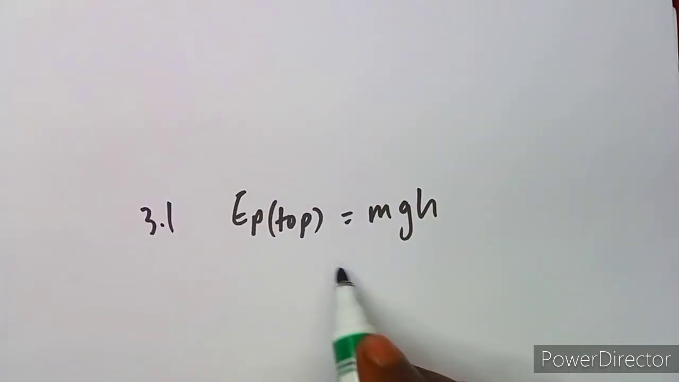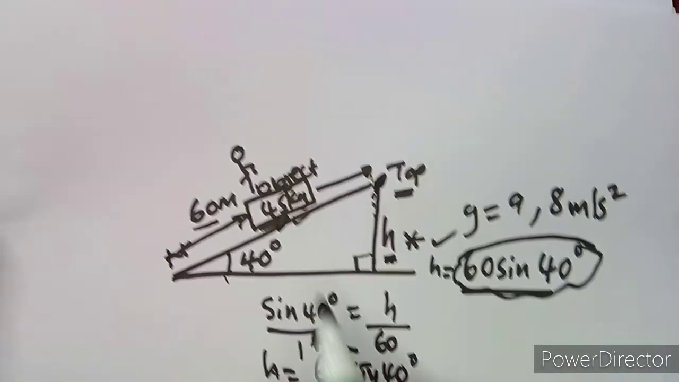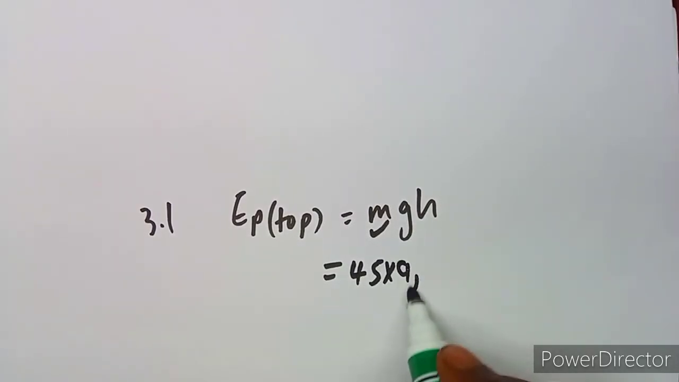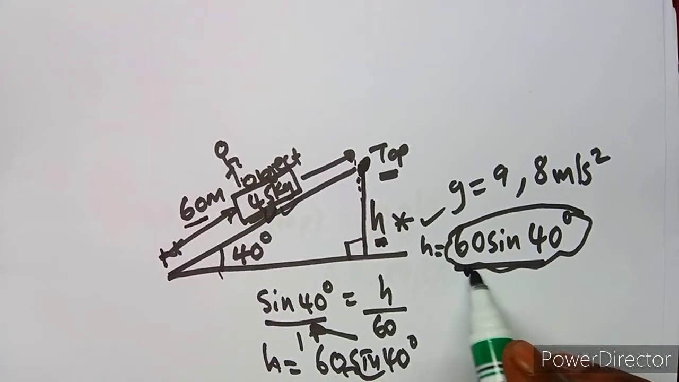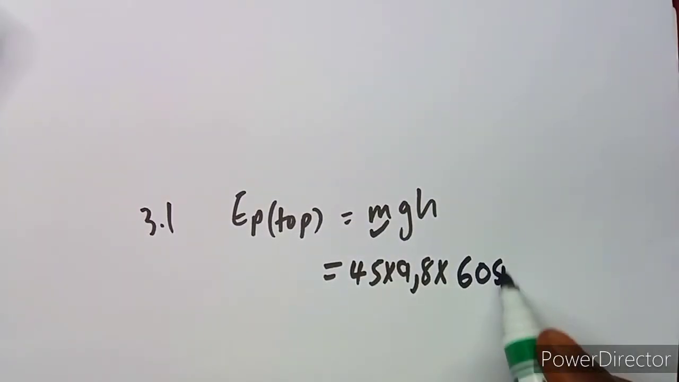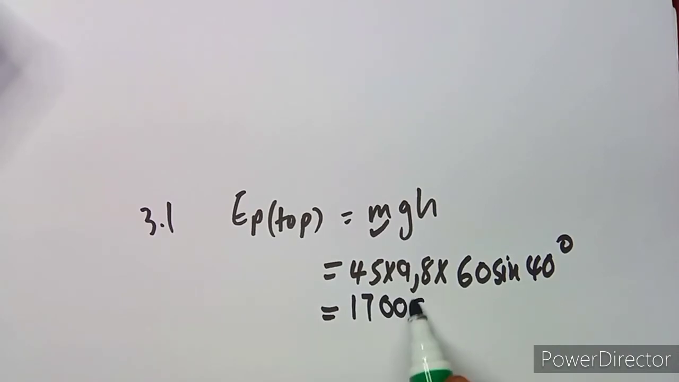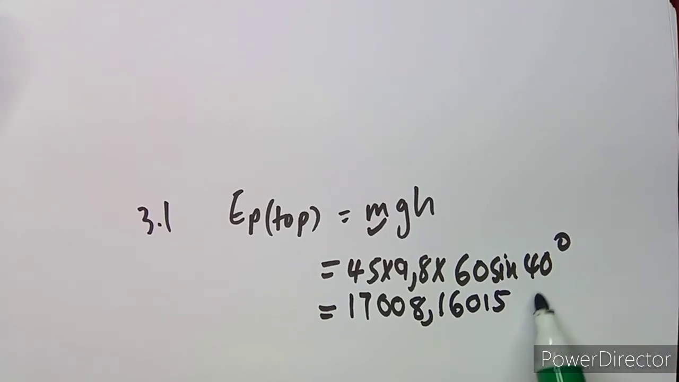So let's substitute here. We've got the mass of the man, 45 kg, so it's going to be 45 times g, which is 9.8, times h. In place of h, that's where you substitute 60 sine 40 degrees. So apply your calculator properly. This is going to be a bigger value. You're going to obtain 17 008.16015, something like that, and this is measured in joules.